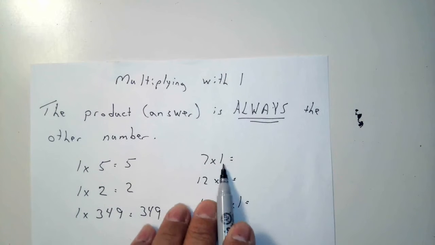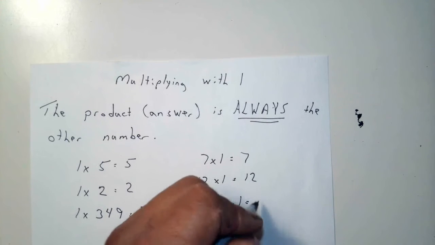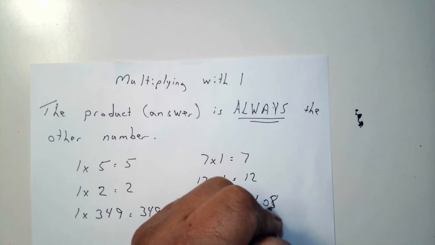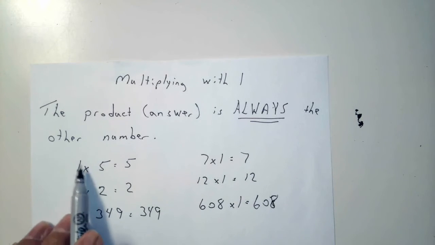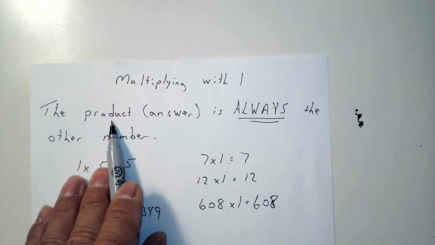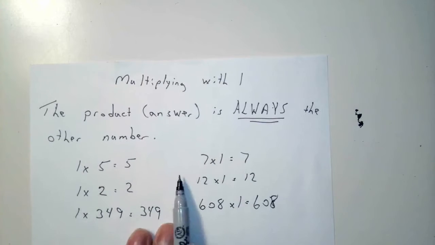Okay, well, what happens if it's the second one? It's still the same. 7 times 1, 7. 12 times 1, 12. 608 times 1, 608. It does not matter if the 1 is the first number or the second number. The product is always the other number.